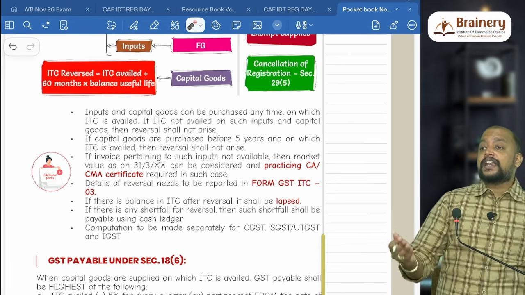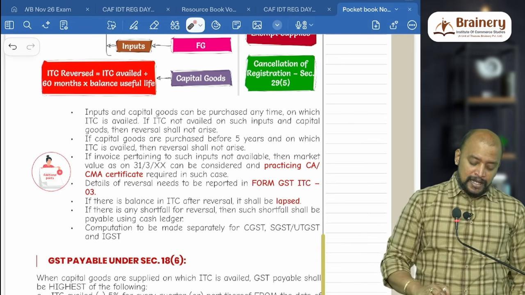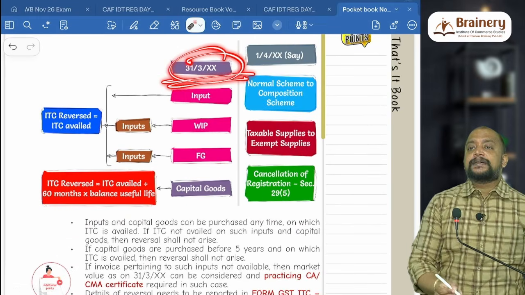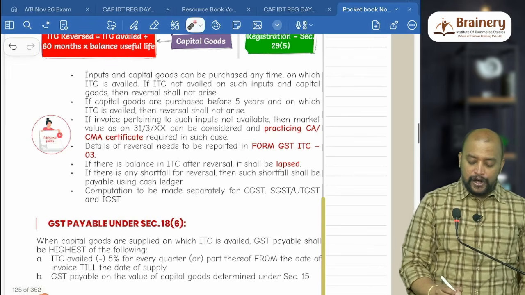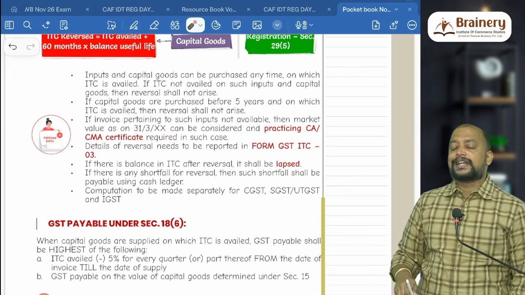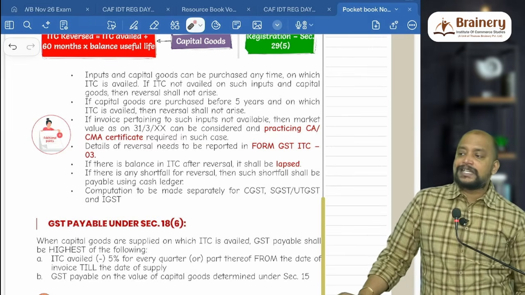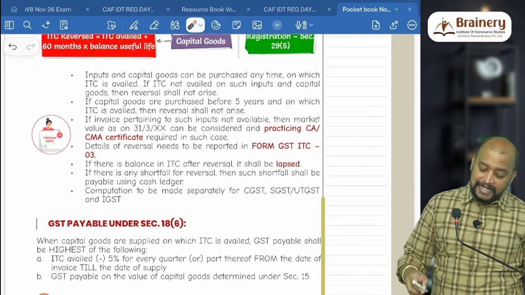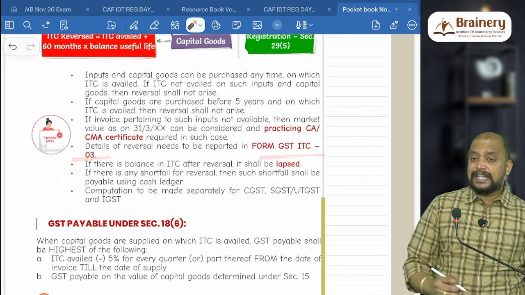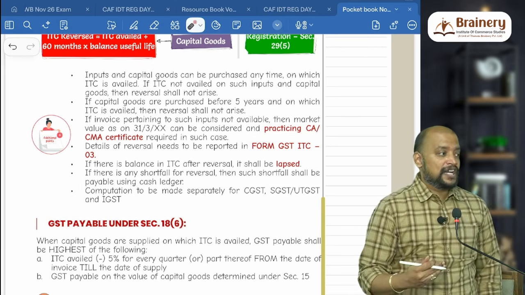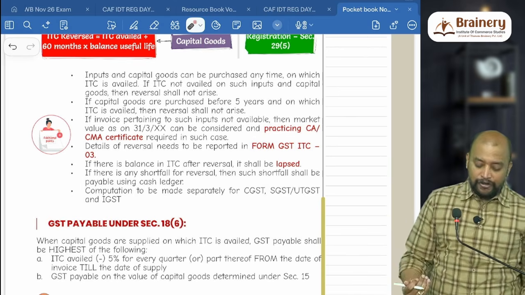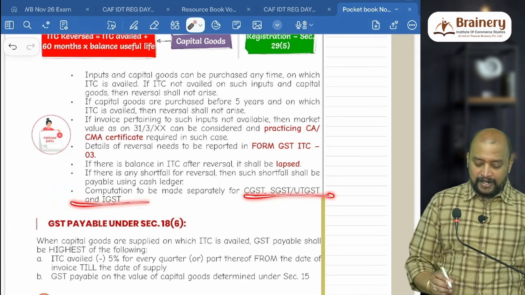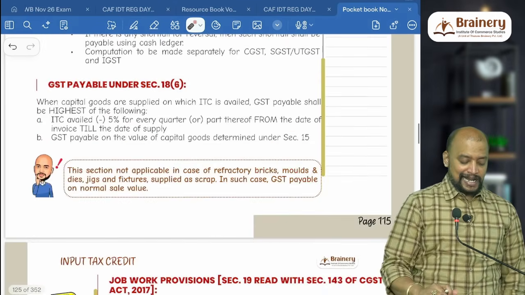Suppose the invoice pertaining to that capital goods is not available, then we need to see the closing stock date, and on that date what is the market value of those inputs, and accordingly we need to reverse. As we go by market value, we need to get a certificate from a CA or CMA. All these ITC reversals will be specified in ITC-3, and if there is any balance in ITC after reversal, that shall lapse. If there is any shortfall, then we need to pay using the cash ledger, and we have to do separate computation for CGST, SGST, IGST.